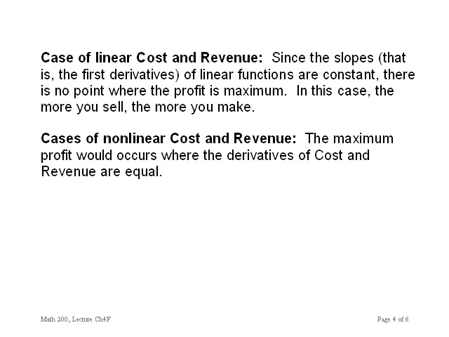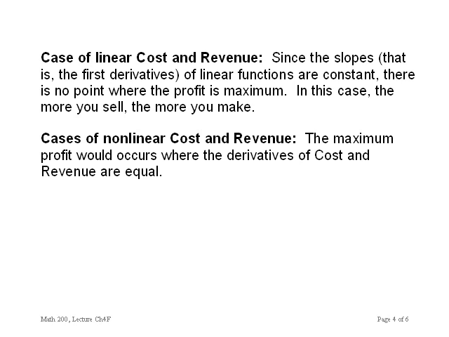What happens if you have linear costs and revenue? Okay, the slopes of these linear functions are constant. There is no point where the marginal profit is zero. The profit is never maximum. In this case, the more you sell, the more you make after you get past the break-even point. If you have nonlinear cost and nonlinear revenue, or even just one of them is nonlinear, then the maximum profit will occur where the derivatives of cost and revenue are equal.